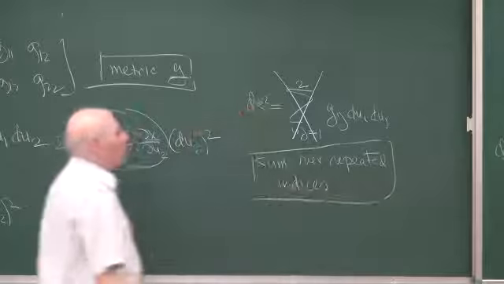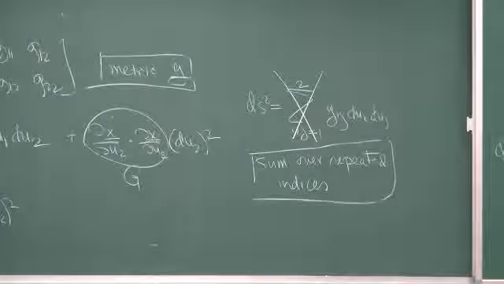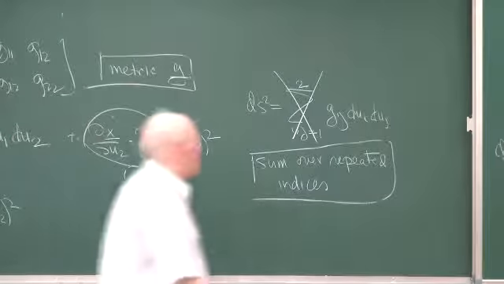In geometry papers, books, physics, it's always the same: sum over repeated indices. Saves a lot of paper, saves ink, it's good for the environment. So we don't need too much writing. Okay, so let's do an example, and the example I'll do again is the sphere.